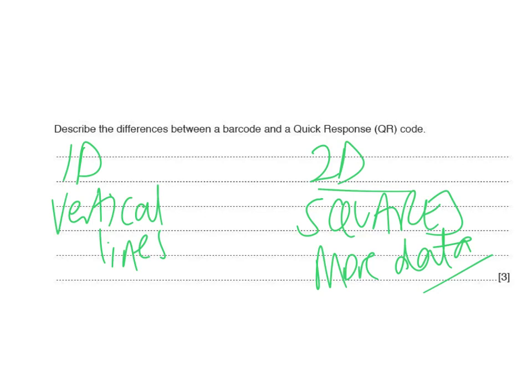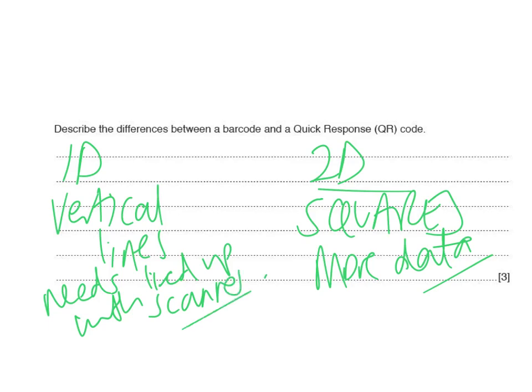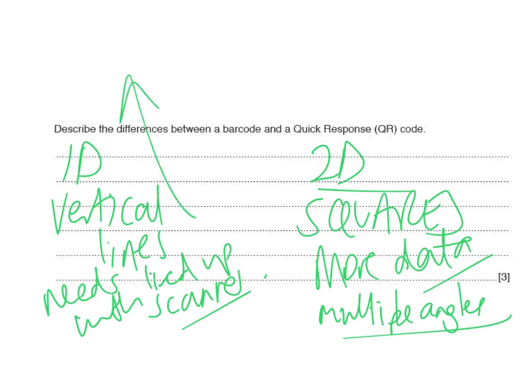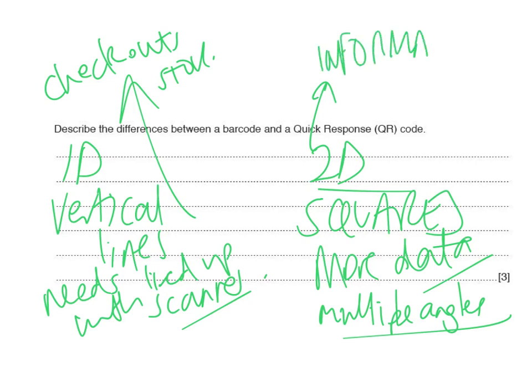What else? This one needs to be lined up with the scanner, whereas the QR codes can work from multiple angles and quite often quite far away from the source that you're scanning. You could say what they're used for, so this one for like checkouts, for stock and products, whereas this one's quite normally like information, like on posters, links to websites and so on, which again goes back to the more data, because you couldn't have that really in a bar.